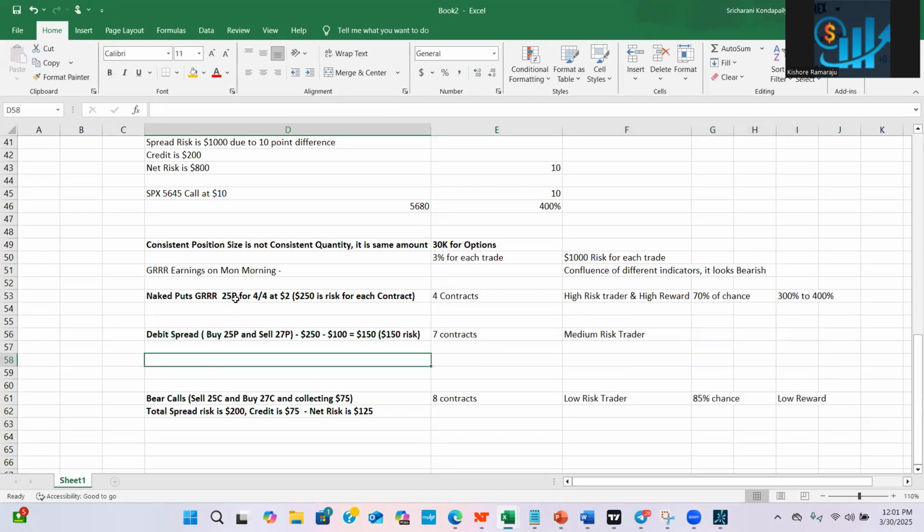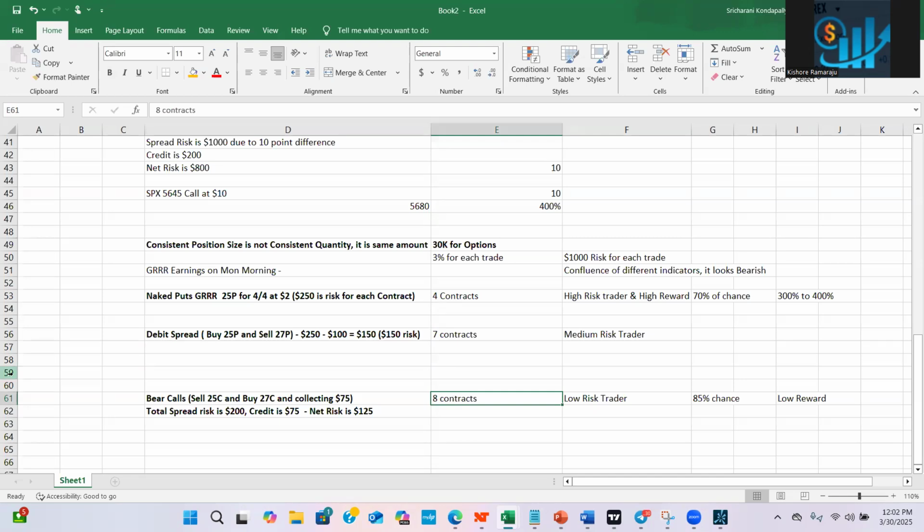So a debit spread is where you are not just buying a naked put, you are buying a put and also selling a put. So if it goes below 25, you will make profits, and also you are collecting. So even if it stays choppy, your risk is instead of $250, now only $150. So if your risk is 250, you will do 4 contracts. If your risk is 150, you will do approximately 6 to 7 contracts. If your risk is $125, you are only taking 8 contracts.